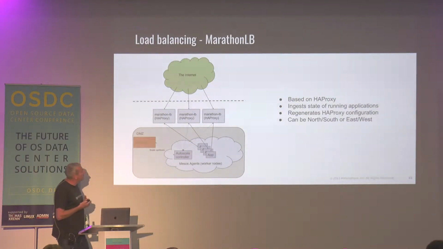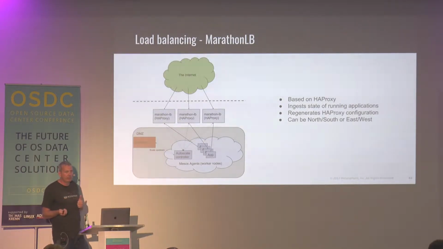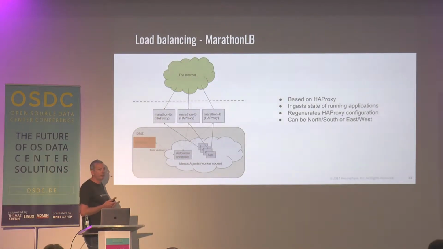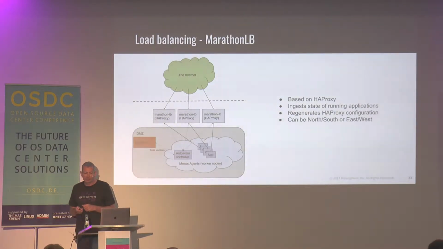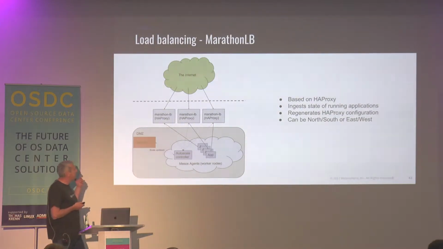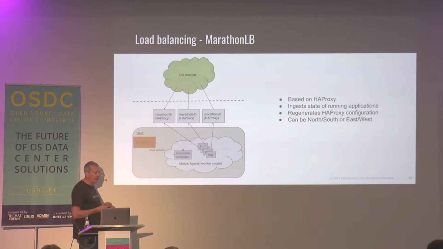The basic load balancer in DCOS is called Marathon LB. Marathon LB is based on HAProxy. I'm sure many in this room are familiar with HAProxy. It's pretty much an industrial-strength, open source load balancer. And in Marathon LB's case, it's integrated directly with the configuration of the system.